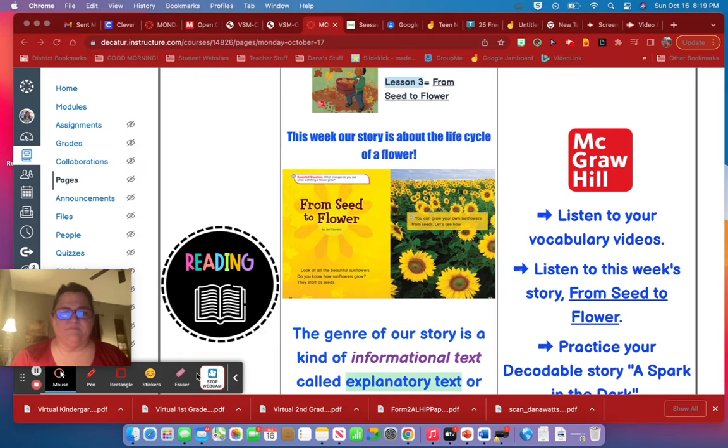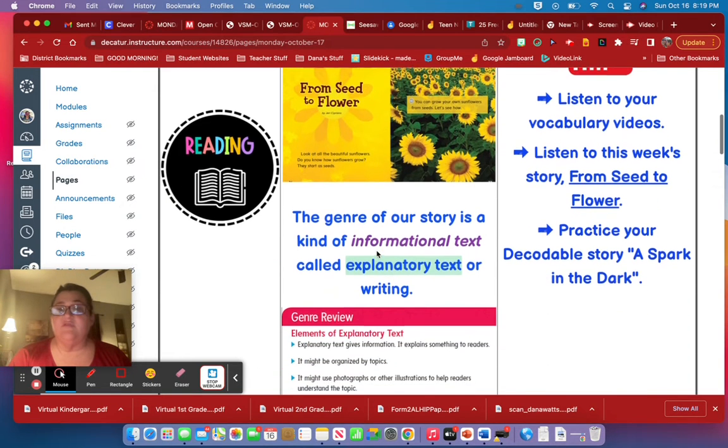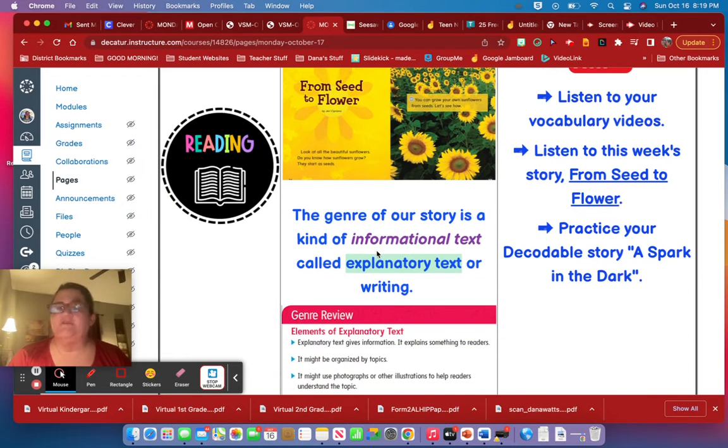That might be better. Your genre this week is very similar to informational text since our unit is on science cycles. The very word science lets you know that these are going to be stories that have real facts and information in them. They're not going to be made up. So last week was informational text. That was the genre our stories were in. This week it's very similar. It's another kind of informational text called explanatory text or explanatory writing.